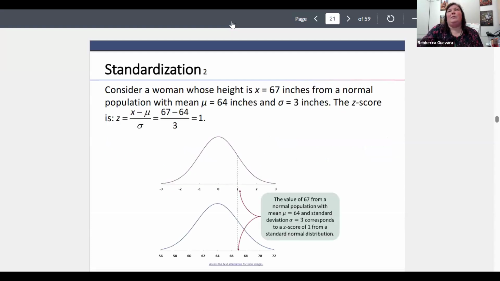So consider a woman whose height is 67 inches in a normal population that has a mean of 64 inches and a standard deviation of 3. I know these examples keep changing, but this is just one example. If I figure out my z-score, it's going to be 67 minus 64 divided by 3, which is going to give me 1.